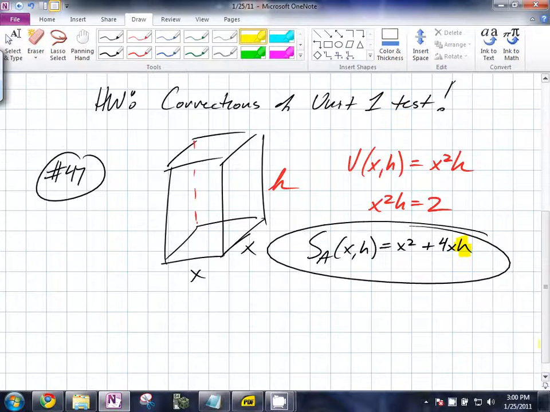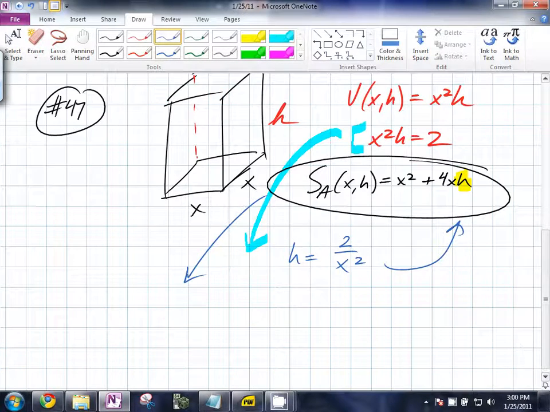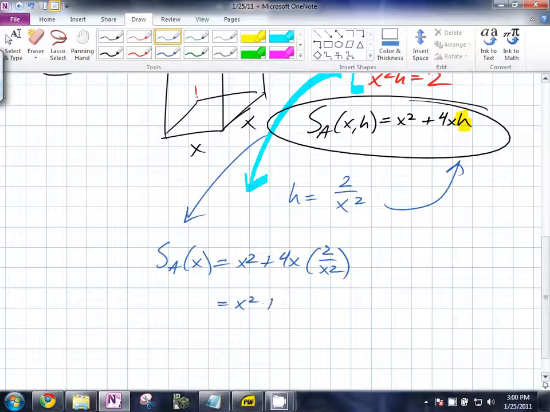You need to replace it with something in terms of? X. We have that relationship already. We have this relationship, which helps us because we now know that h is equal to 2 over x squared, which we can then throw up there and end up with the surface area just in terms of x: x squared plus 4x times 2 over x squared, and that simplifies to x squared plus 8 over x. So there's our surface area in x. That's nice. That does answer the question.